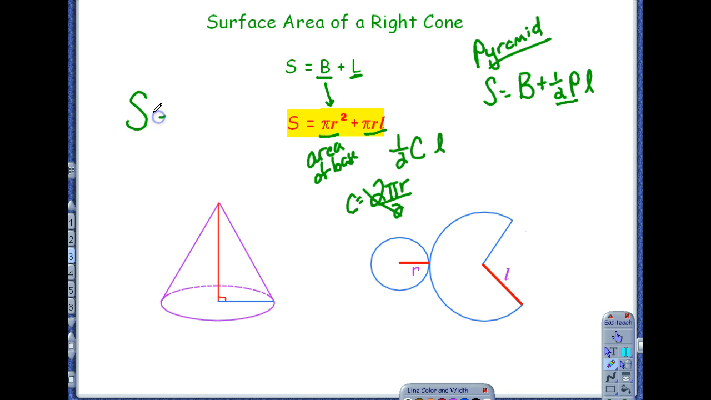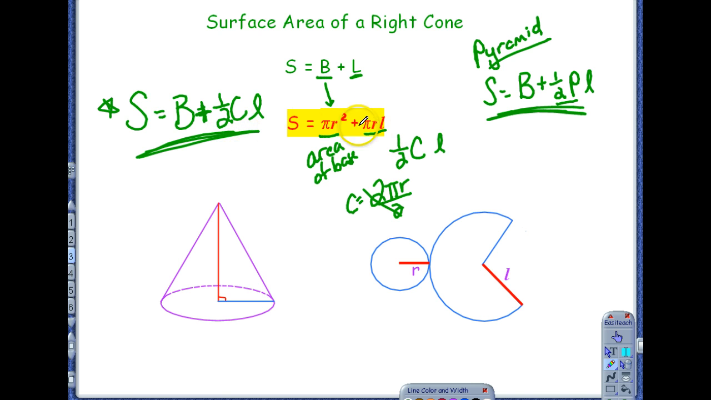So this really is still the area of the base. I could use this as another formula if you want to. Area of the base plus half the circumference times the slant height. Yeah, so this is really another way you can think about it. It's the same basic formula. Sometimes I have students that like the pi r squared plus pi r l. They kind of remember that, especially if you struggle with remembering the area of a circle as opposed to its circumference.